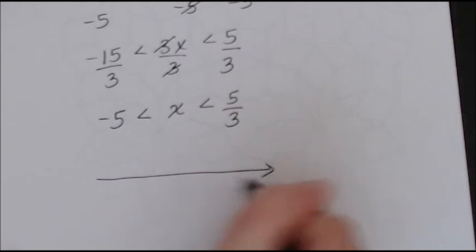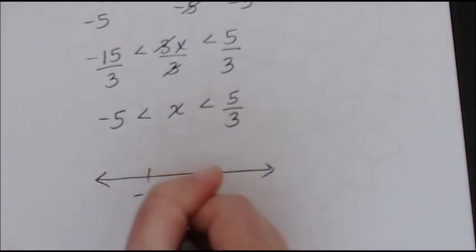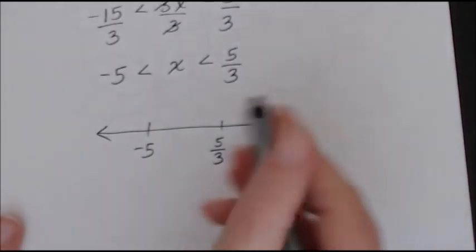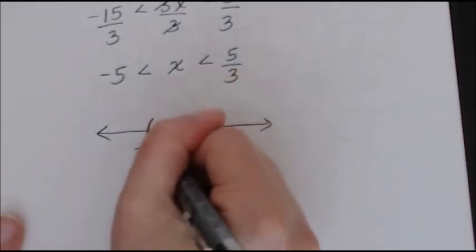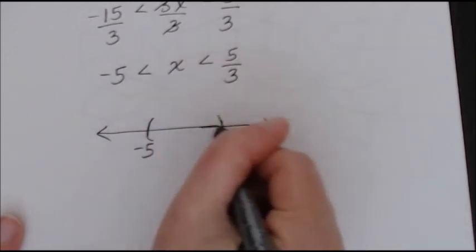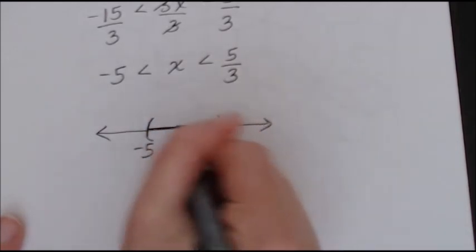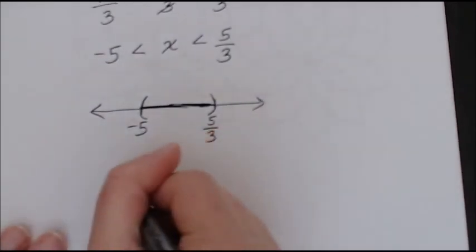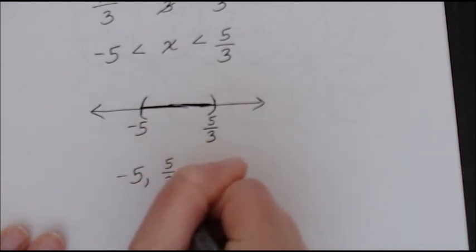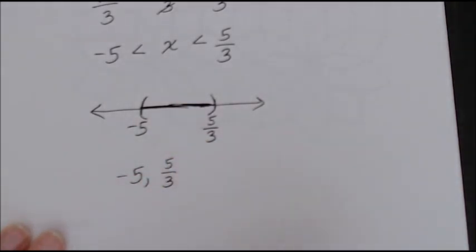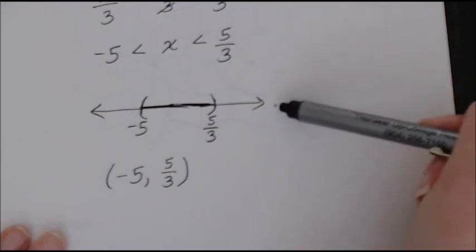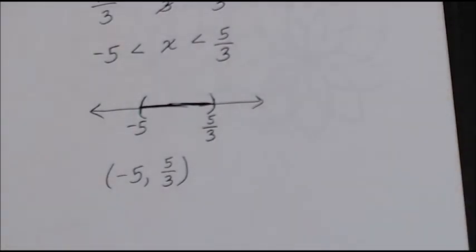Let's go ahead and put it on a number line. So I'm going to have negative 5 on this end somewhere. I'm going to have 5/3 on this end. It's all going to be parentheses, so parentheses, parentheses, and we're going to shade. We want our solution to be everything in between. What would this look like in interval notation? We would go negative 5, comma, 5/3. Negative 5 is the lower bound, 5/3 the upper bound, and they both took parentheses. So this is inequality notation, this is graphical notation, and this is interval notation for our solution.